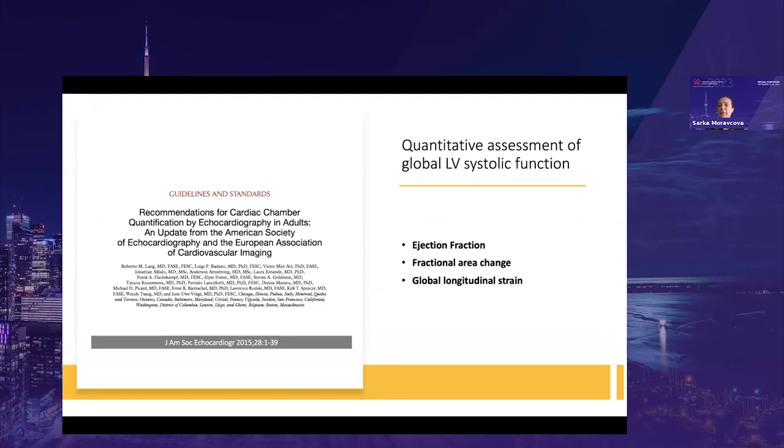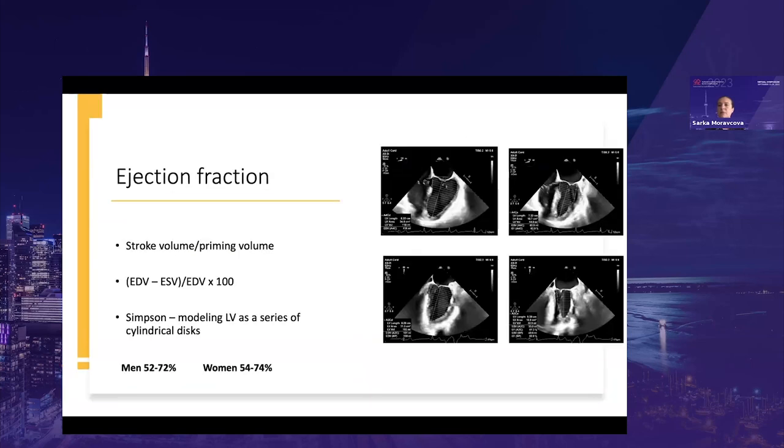So for quantitative assessment of global systolic left ventricle function, the ASC recommends measuring ejection fraction, fractional area change, and global longitudinal strain. The ASC recommends using the modified Simpson method of disks or the biplane disk summation for measuring ejection fraction. The ejection fraction is derived from the end-diastolic volume and end-systolic volume measured as shown earlier. It is the relation between the amount of blood which is expelled during each cardiac cycle, or stroke volume, relative to the size of the left ventricle. So the normal lower value, as said before, is 52% for men and 54% for women.